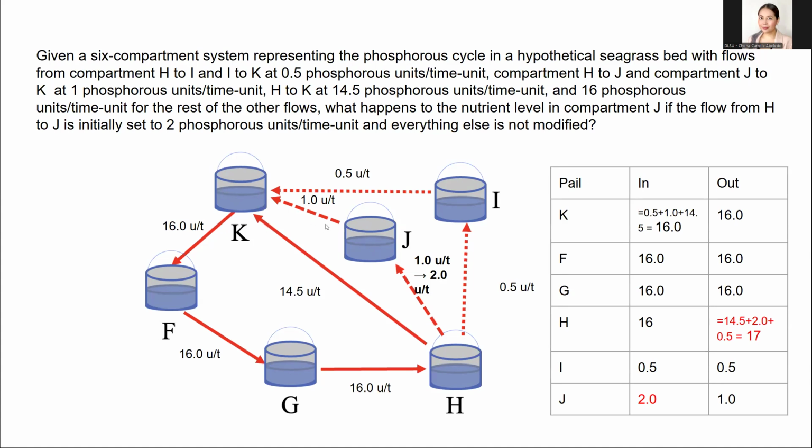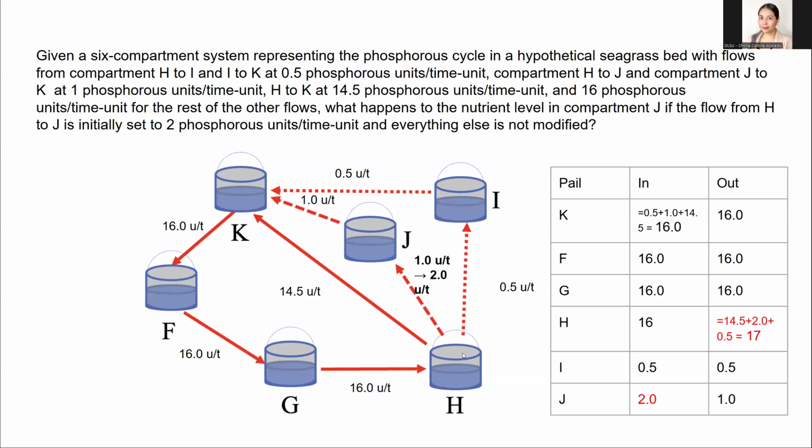For K, it's still receiving 1 from J, 0.5 from I, and 14.5 from H. So nothing is changing with K immediately. It's still giving out 16 to F, F is still giving out 16 to G, and G is still giving out 16 to H. So nothing immediately happens to K, F, G, even though J is now receiving surplus. Our point of concern now is with H, because H is receiving 16, but H is giving out 17.